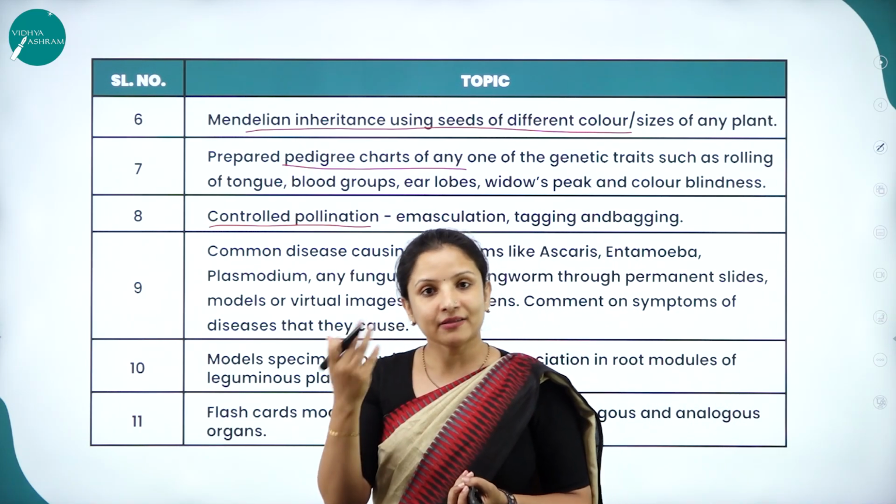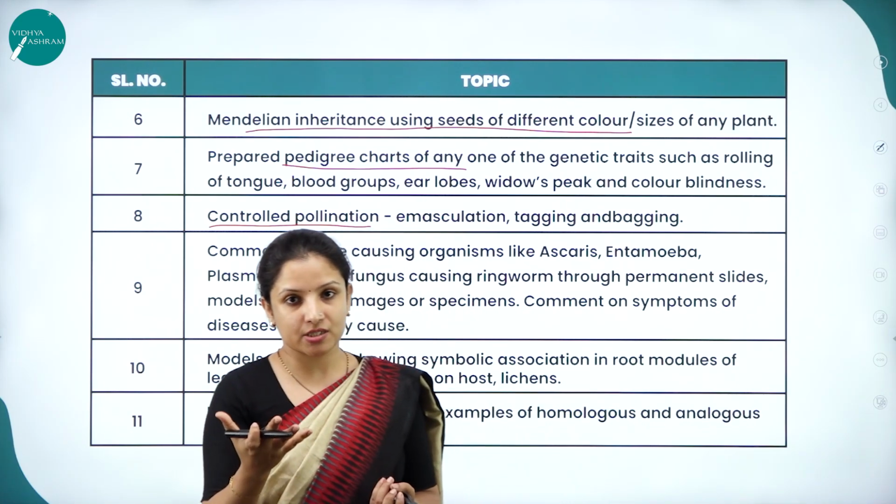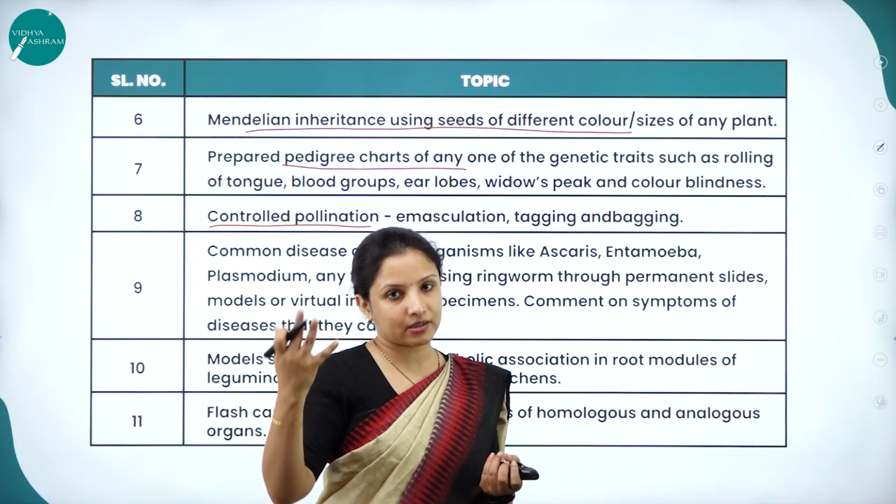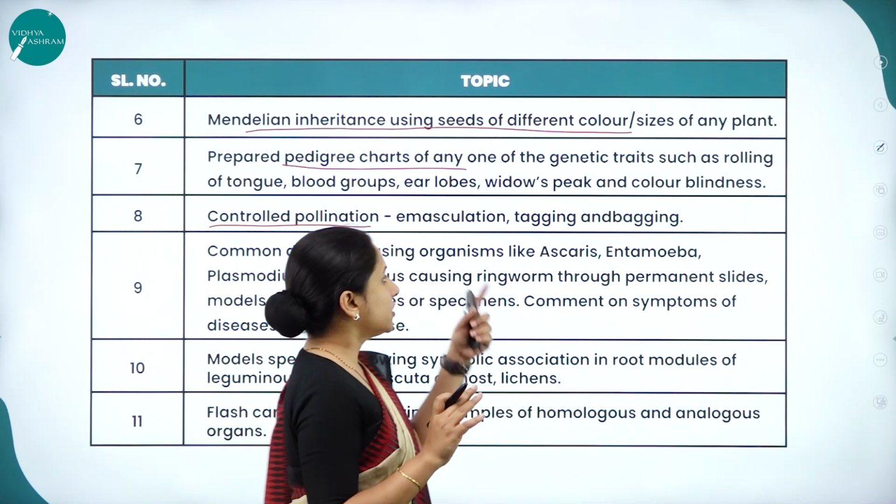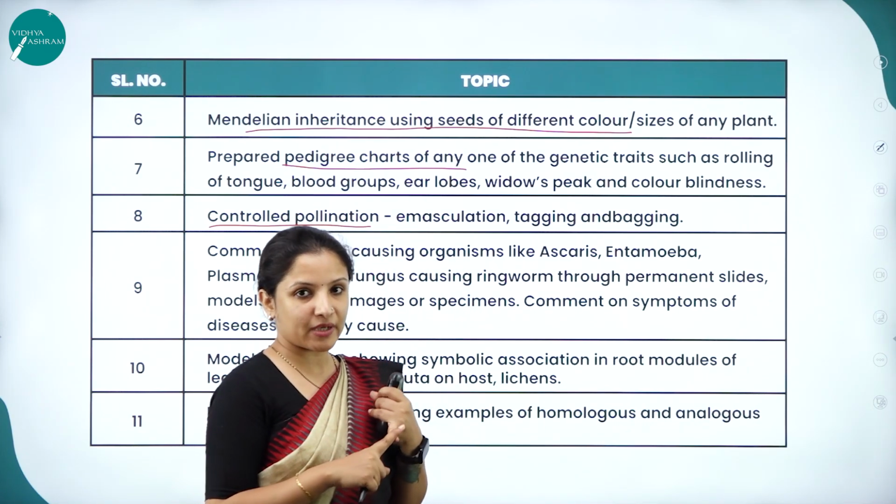So if the anthers are removed, it's called emasculated. That is the removal of the male reproductive part of the flower. That is an anther. So it's called emasculated. Then you can write it as emasculation.